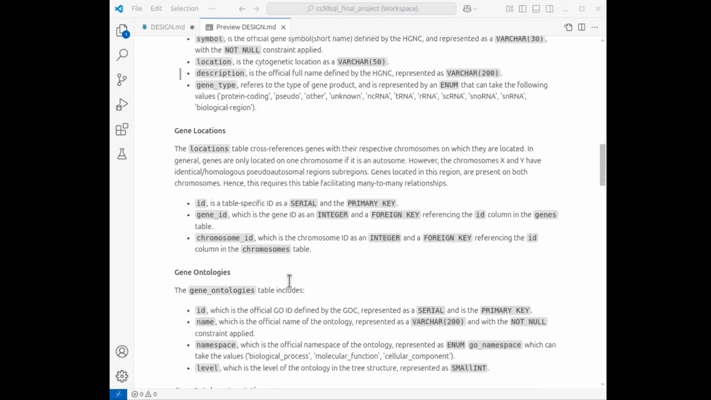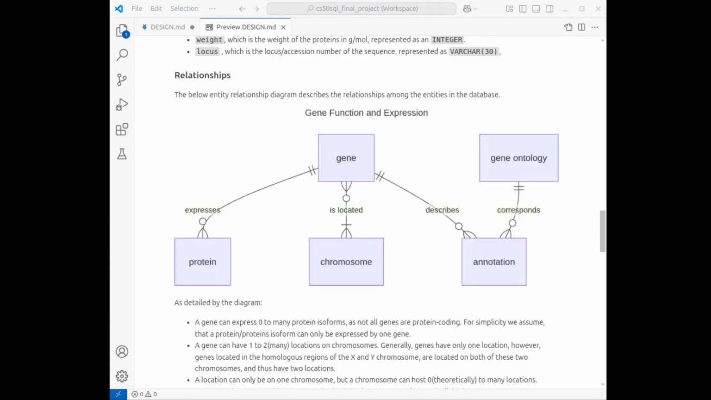Let's have a look at the relationship between the different entities. At the center is of course the gene, and the gene produces zero to many proteins. Most genes produce several protein isoforms. A gene can be located on one or two chromosomes. In case of X and Y chromosomes, genes can be located on both. And a gene can be described by several annotations of gene ontologies, right?